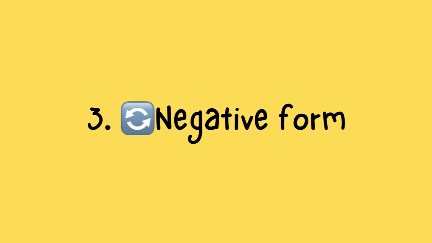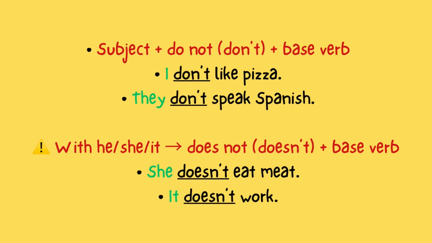Number 3. Negative forms. How to change a positive sentence into a negative one. We just add don't or doesn't. When our subjects are plural, we add don't. Don't is the shortcut of do not. For example, I don't like pizza. They don't speak Spanish. But when our subjects are singular, like he, she, it, we add doesn't. For example, she doesn't eat meat. It doesn't work.